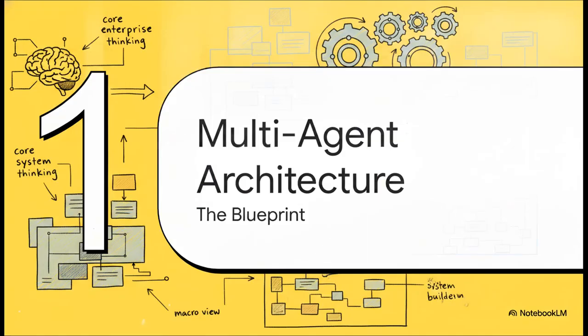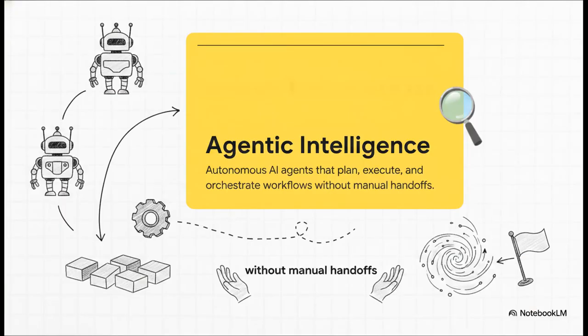Starting off with Section 1, Enterprise Multi-Agent Architecture, the Blueprint. First up, we've got to get on the same page with what we actually mean by agentic intelligence. Again, we're not talking about an AI that just answers a prompt. We mean autonomous AI agents that plan, execute, and orchestrate entire enterprise workflows end-to-end. The absolute key phrase here is without manual handoffs. We're talking about a system that takes an overarching enterprise goal, figures out what needs to be done, and just does it, seamlessly passing the baton between specialized agents.